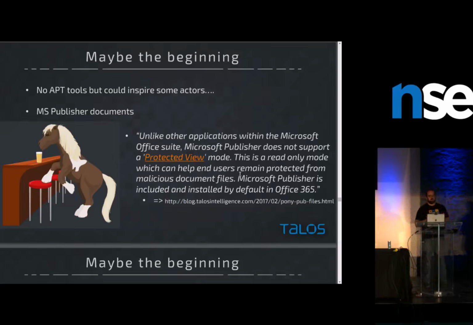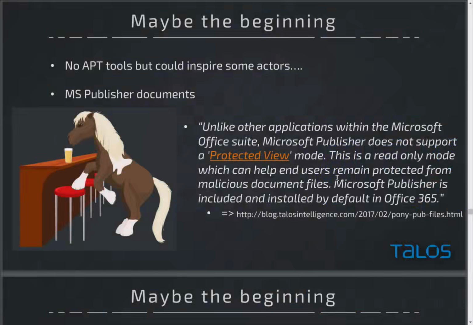And maybe it's the beginning, because we work on several other cases, absolutely not linked to targeted attacks, but more crimeware stuff. And sometimes people from crimeware have a pretty nice idea. For example, we saw a group that dropped Pony Stealer malware using Publisher. I said, what the hell? Why do they use Publisher to drop this kind of stuff?